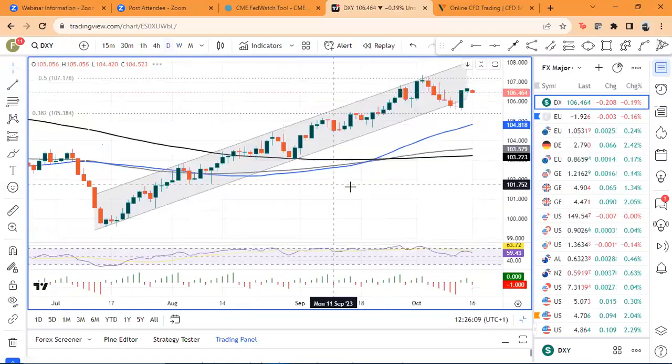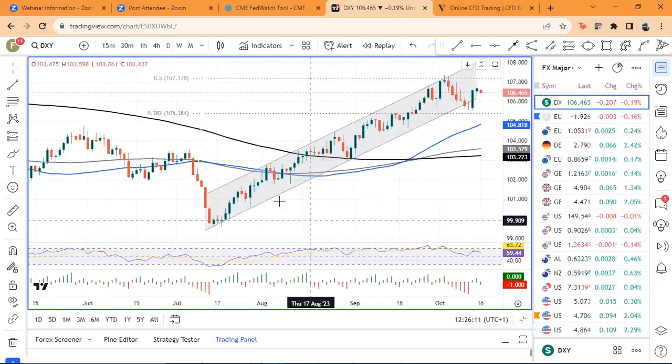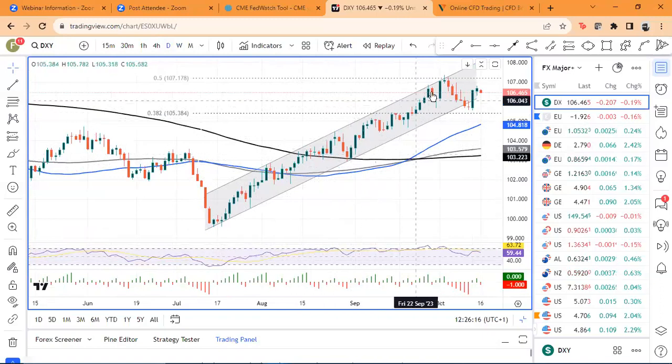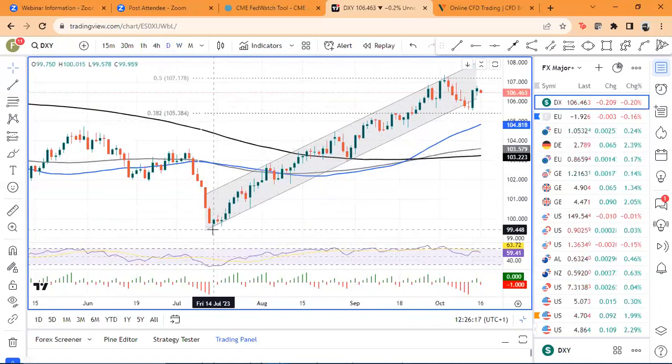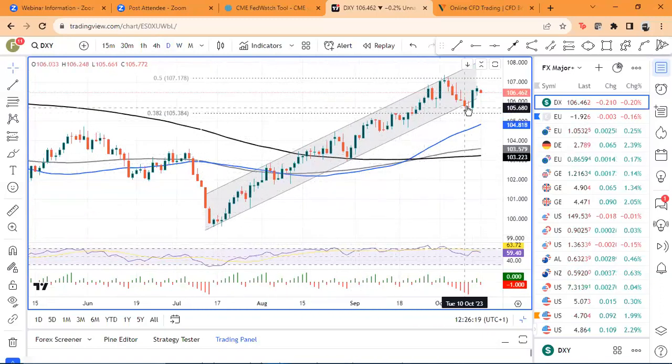But if we just look at the chart, you can see we've kept in this bull channel, a series of higher highs, higher lows from the summer lows. You can see we dipped out of this channel, but I've kept it in there because of this big move higher after CPI, and we're now quite quiet, but slightly lower this morning, at least, to kick off the week.